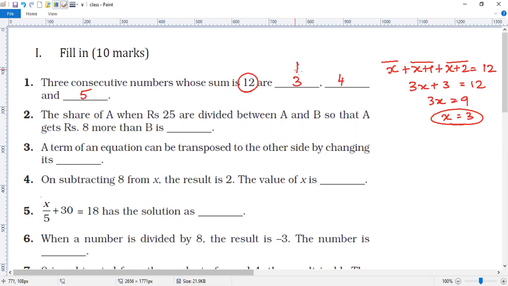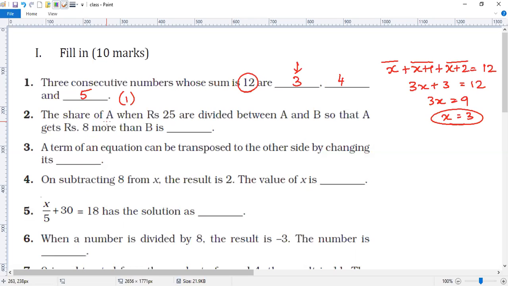The lowest number is 3. So the next number will be 3 plus 1, 4. And then the next one will be 3 plus 2, 5. So the 3 consecutive numbers are 3, 4 and 5. Okay. If you have written the answers 3, 4 and 5, then you get 1 mark for this question.